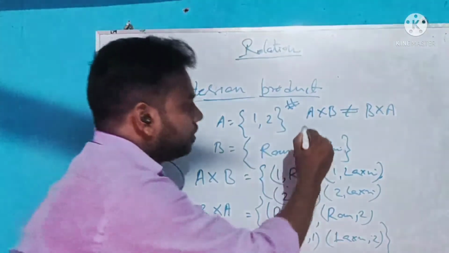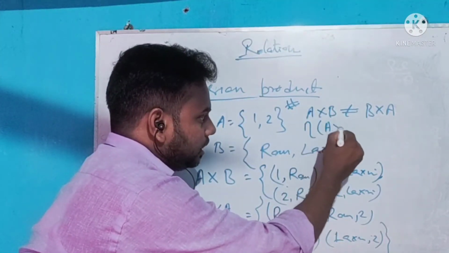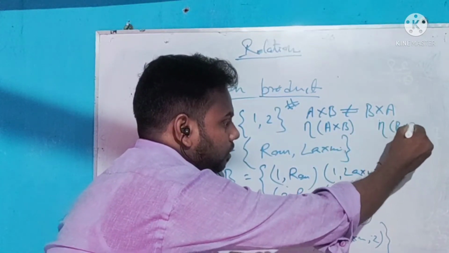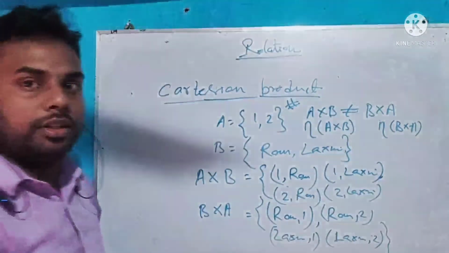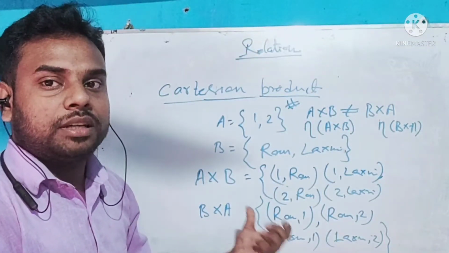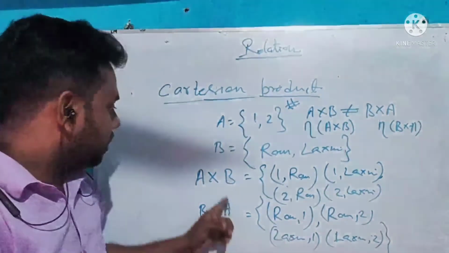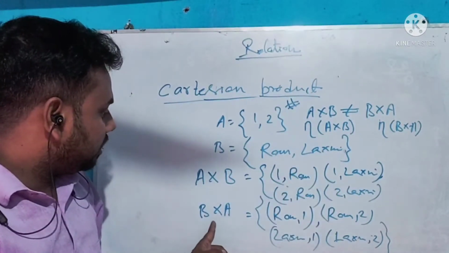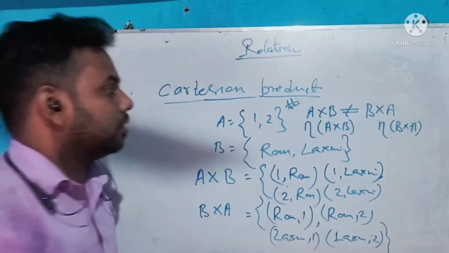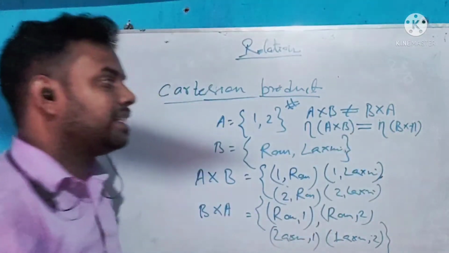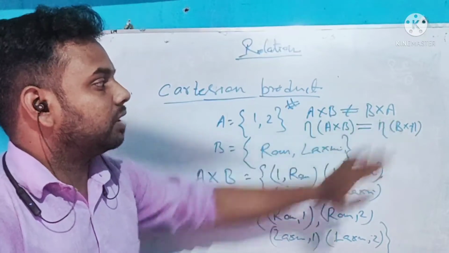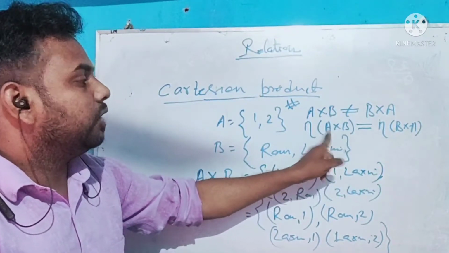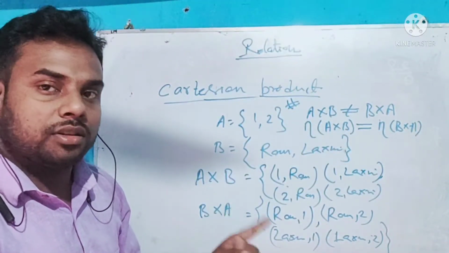Now if we find the cardinal number of A cross B and the cardinal number of B cross A, what is a cardinal number? In sets you have already learned about the cardinal number. Cardinal number means the number of elements present in the set. The number of elements in A Cartesian B is 1, 2, 3, 4, and similarly in B Cartesian A it is 1, 2, 3, 4. So their cardinal numbers are equal, but their elements are not equal. So these two are equivalent sets. We know that if the cardinal numbers are equal, then it is called an equivalent set.